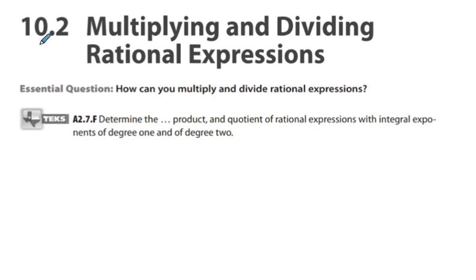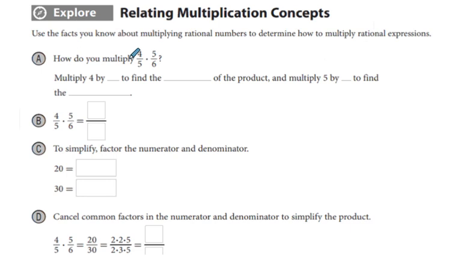Algebra 2, Chapter 10.2, Multiplying and Dividing Rational Expressions. Essential question: how can you multiply and divide rational expressions? Rational expressions are where we have an unknown or variable in the denominator. We'll go over these pretty quickly.